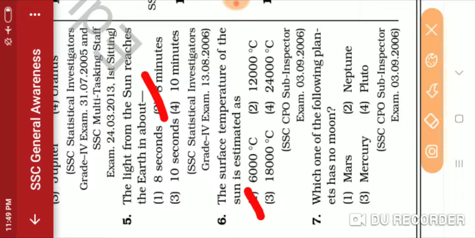6000. So high. Next question is, which one of the following planets has no moon? No moon means no satellite. I told you that Venus and Mercury have no satellite. So we will go with Mercury. Okay.